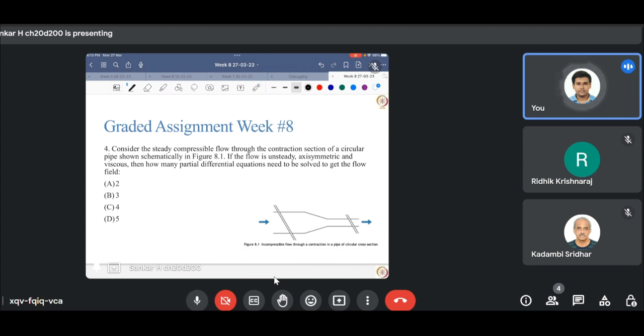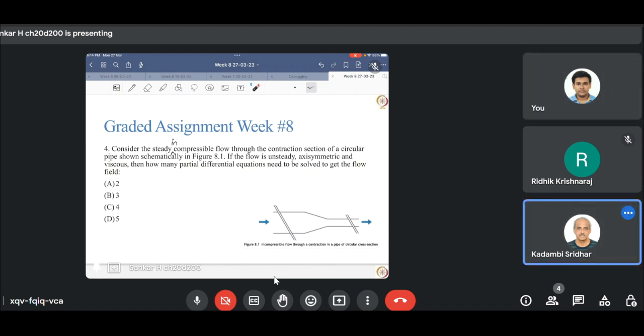Moving on to question number 4. Consider the steady compressible flow. Sorry, this again would be incompressible. I must have copied it wrong here, but steady incompressible flow through the contraction section of a circular pipe shown in figure 8.1. If the flow is unsteady, axisymmetric and viscous, how many partial differential equations need to be solved to get the flow field? Anyone from the audience would like to answer this one as well?